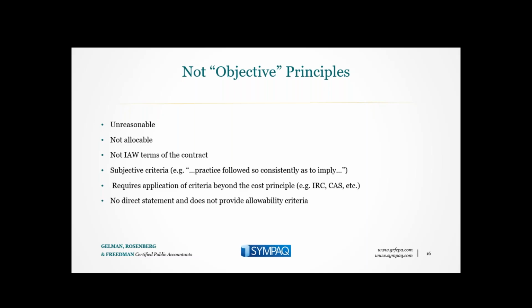So the cost principle can state that penalties, as defined in the Internal Revenue Code, are unallowable. That seems to be pretty objective. But it's not expressly unallowable because it requires criteria beyond the cost principles contained in FAR Part 31. Many of the cost principles do not provide a direct statement or provide allowability criteria, in which case those are not standards for expressly unallowable cost.